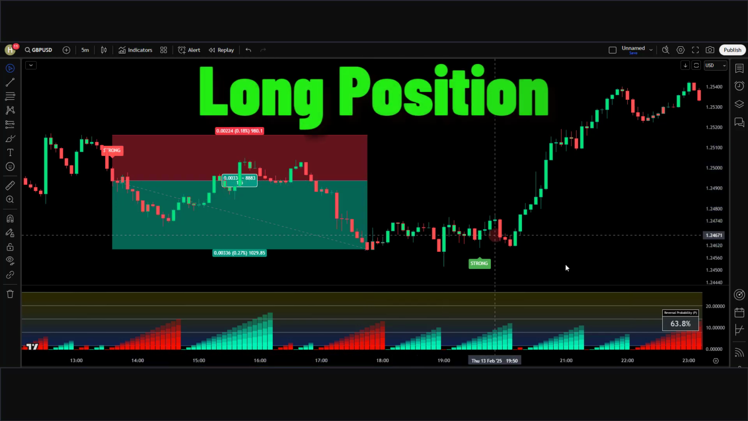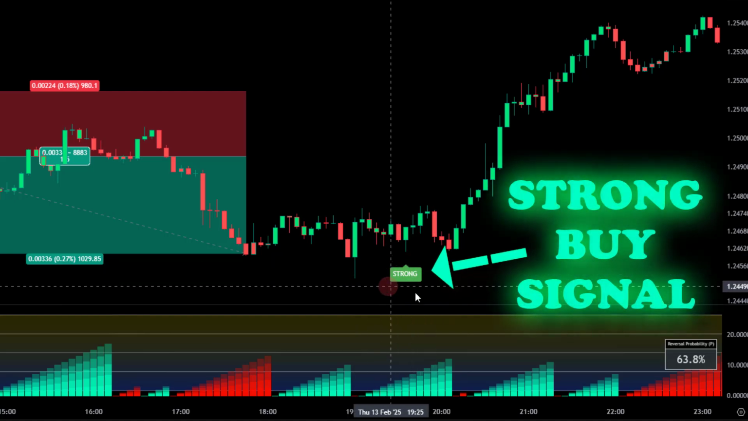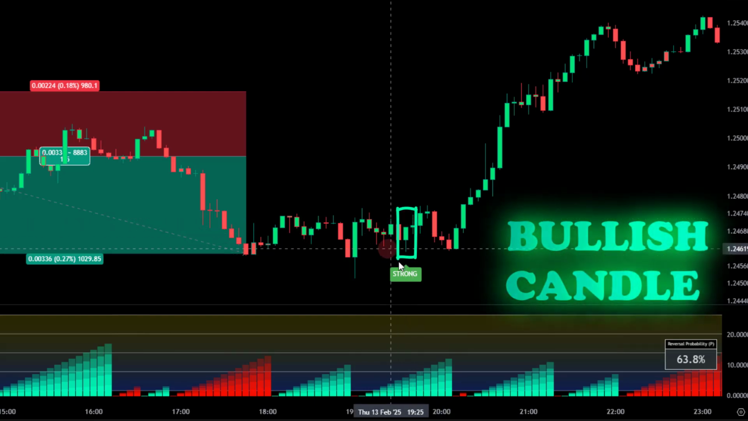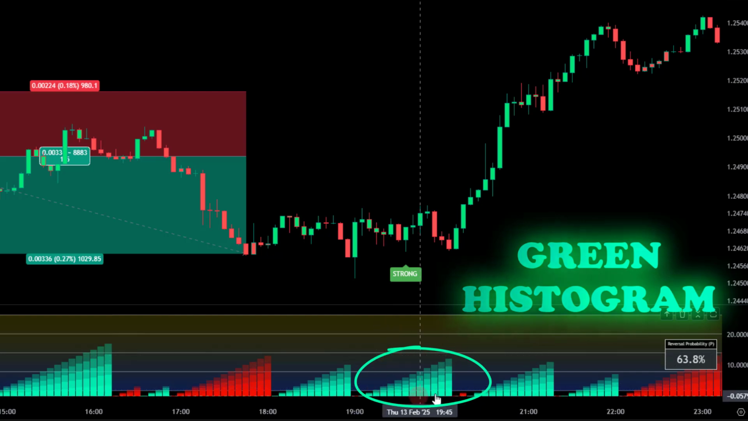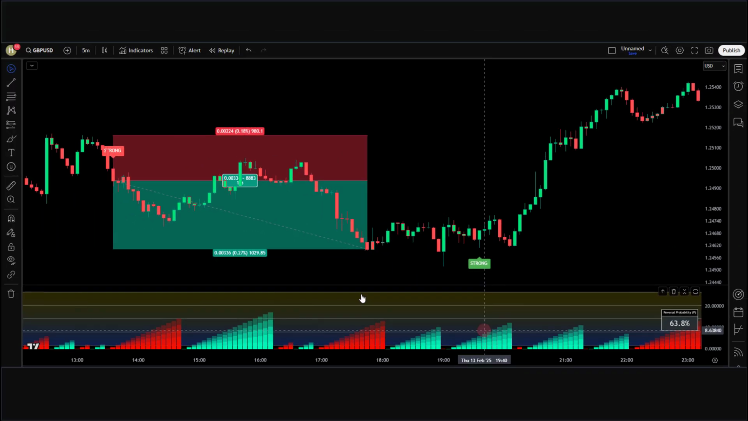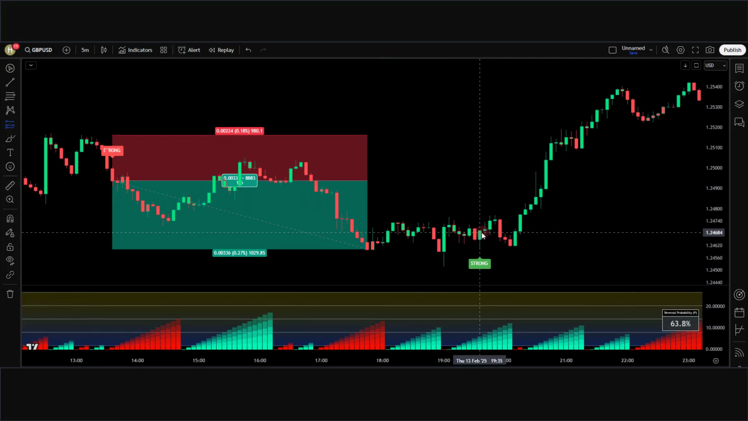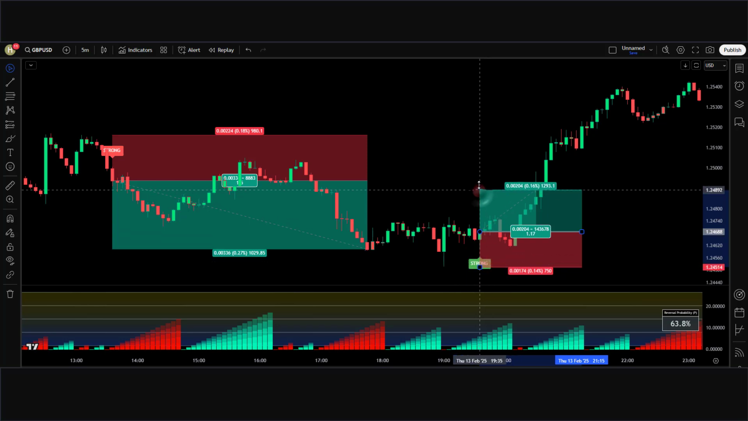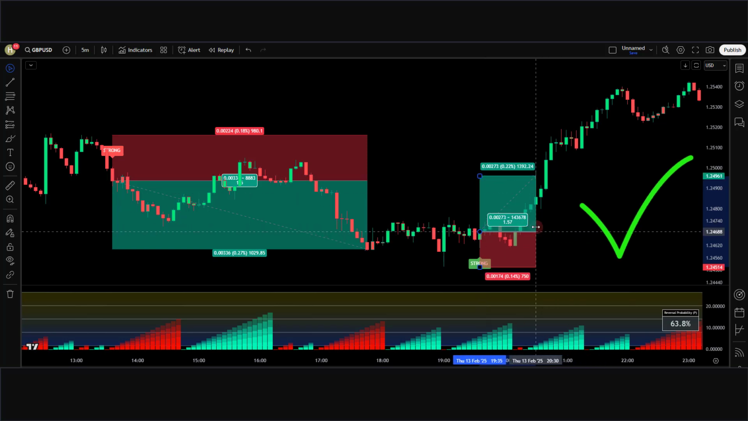Now let us understand the long position. When the Smart Forex buy-sell signal indicator gives us a strong buy signal, when the market has formed a bullish candle, and when the histogram of trend reversal probability indicator is green, if this condition is fulfilled, then we will place a buy order. Our stop loss will be placed at the current market's lower level, and the risk to reward ratio will be 1:1.5. The market has completely hit the target.